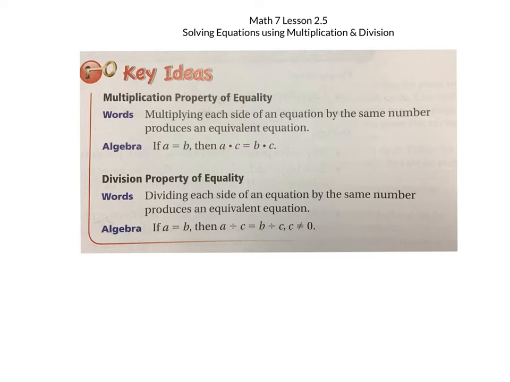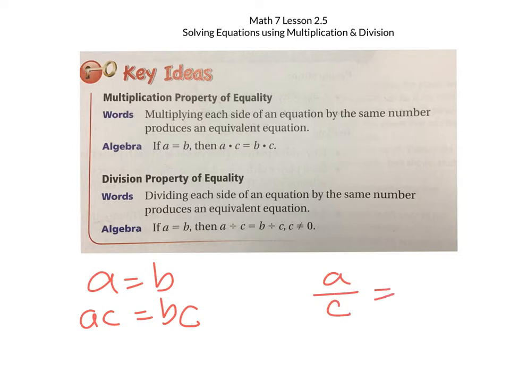Your key idea you wrote, you should have recognized that when you multiply on one side, you've got to multiply by the same number on the other side. So if I multiply A times C, I have to multiply B times C to keep them equivalent. Same thing with division. If I have A and I divide it by C, then I have to do the same thing on the other side of the equation. Okay, you've already done a little bit of this.